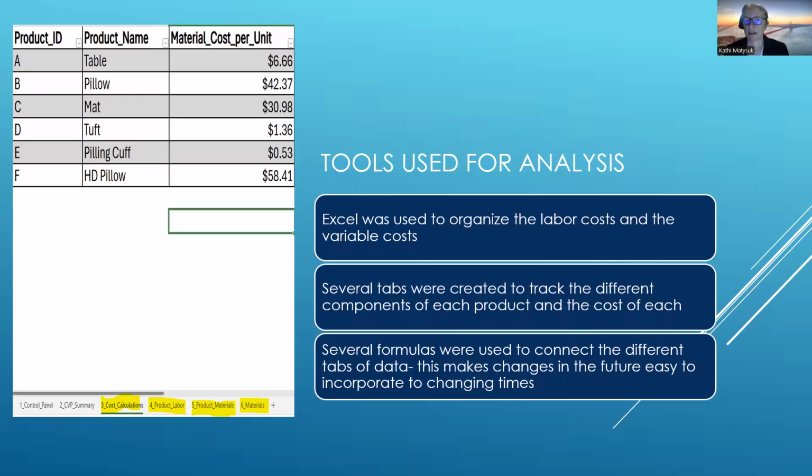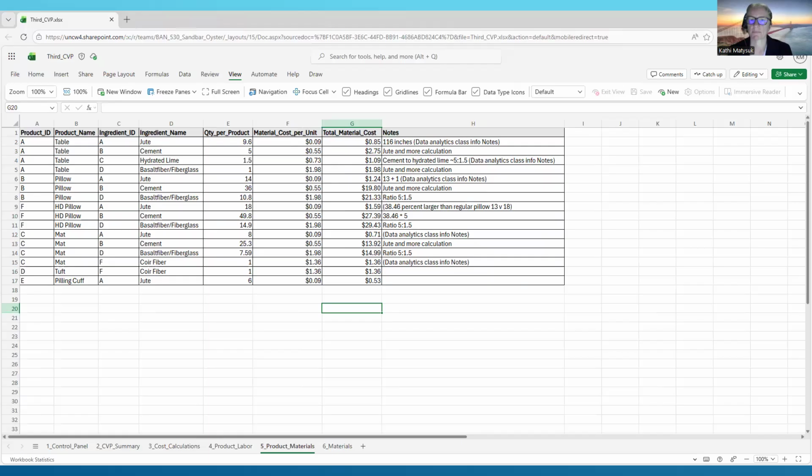So what we did is we created a tool to help track everything that was going on. I'm going to show you the tool here in a second, but we did create an Excel tool that was used to organize the labor costs and the variable costs. Several tabs were created to track the different components of each product and the cost of each. That way, when costs change, they're easily adjustable. Several formulas were used to connect the different tabs of data, and this makes changes in the future easy to incorporate in the changing times.